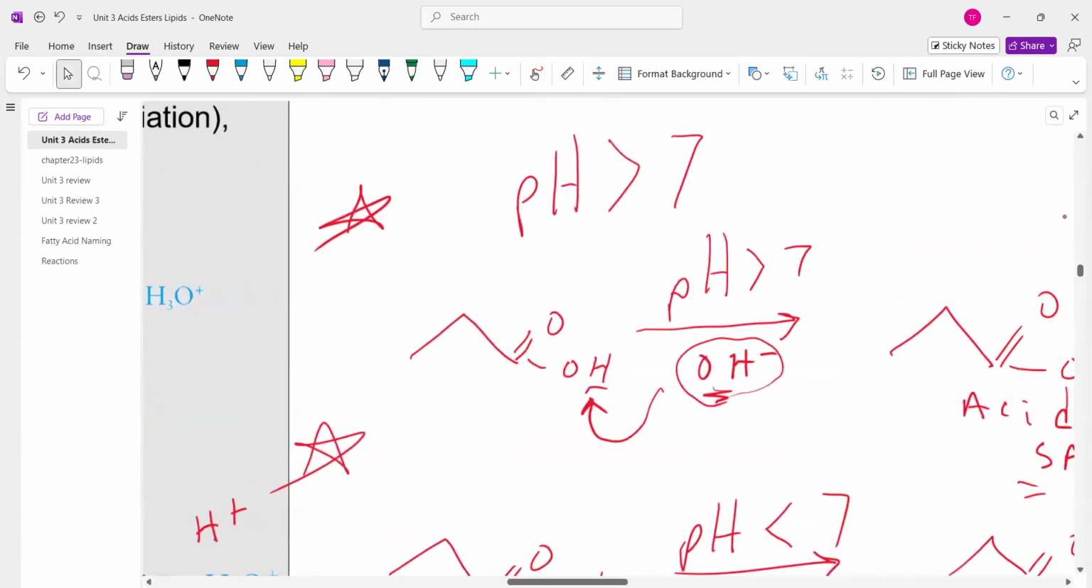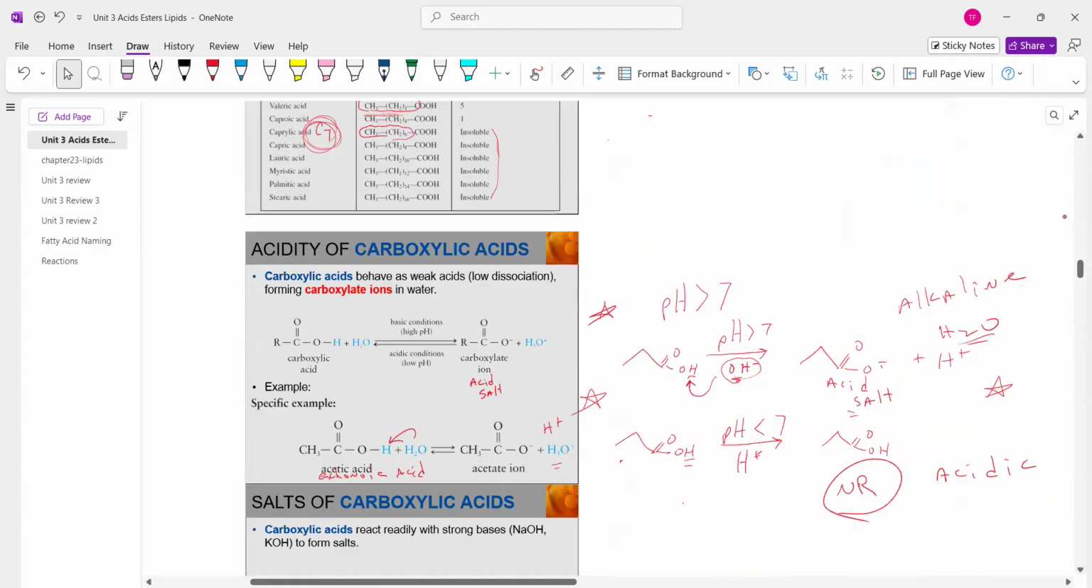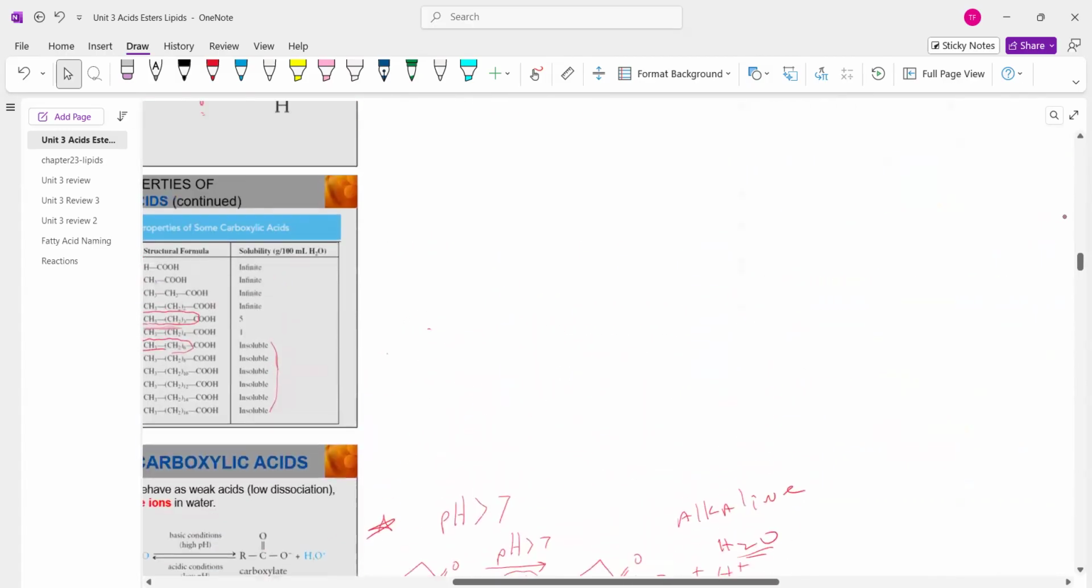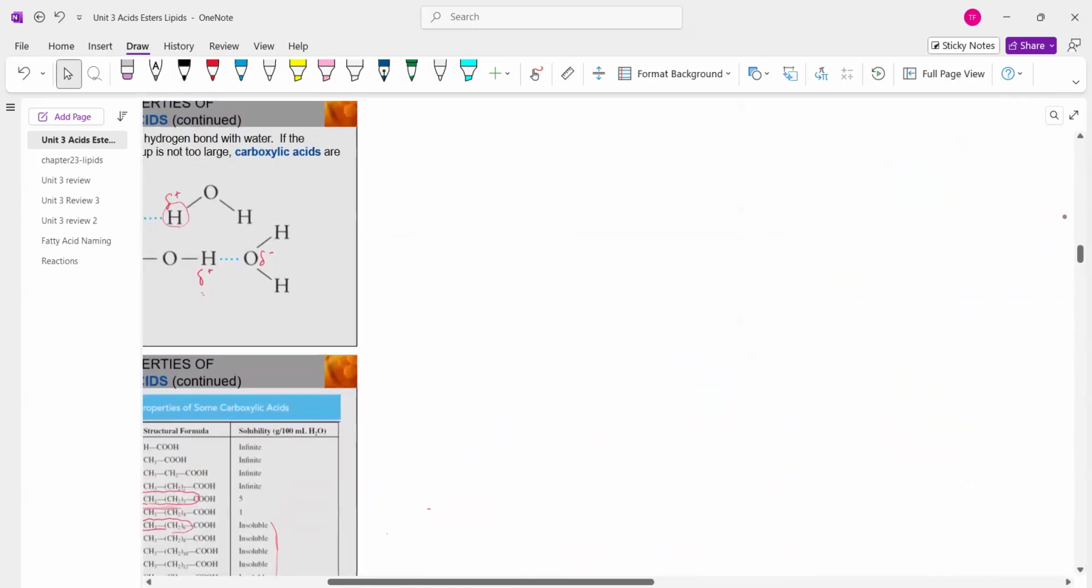Okay, so I'm going to talk about what is an acid here. The definition of an acid, there are like 6 definitions. The most common one is they dissociate.